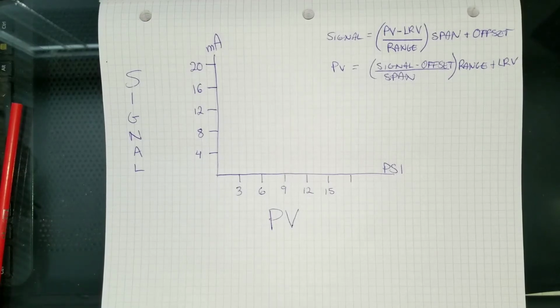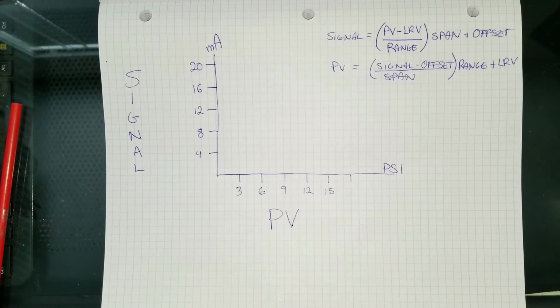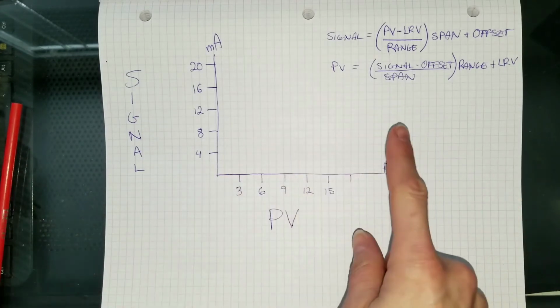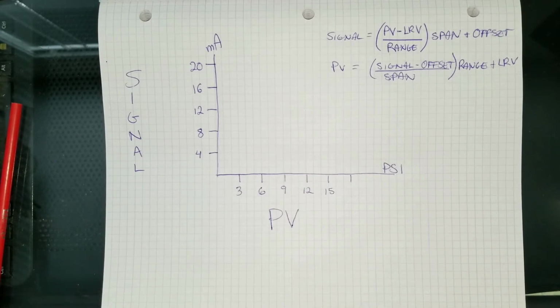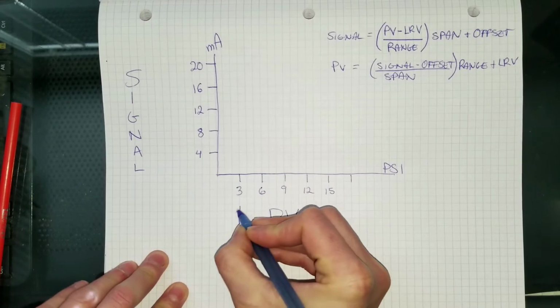Calibration. In our lab, we're going to be calibrating a current to pressure transducer. We're going to be using some math. So for this math to make any sense, we're going to have to learn some definitions. So first of all, we have our process range. Our process is going to be between 3 and 15 psi, right?